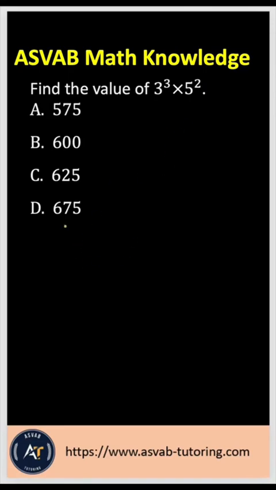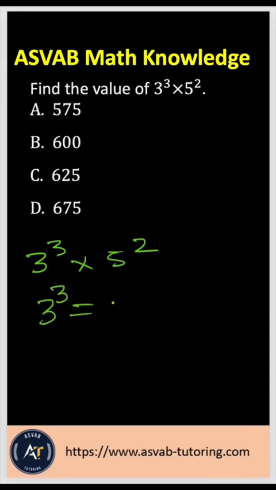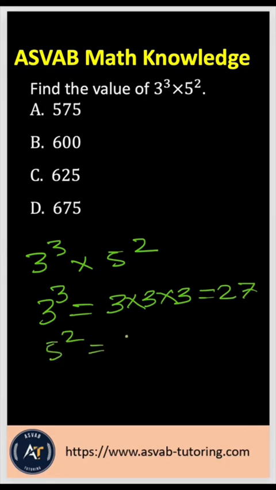So here we have 3 to the third power times 5 squared. Many people just multiply the exponent with the number. That's not the way to do it. Let's split it down. 3 to the third power equals 3 times 3 times 3, which is 27, and 5 squared equals 5 times 5, which is 25. It's not 5 times 2 is 10, or 3 times 3 is 9. That's not correct. So let's multiply now.